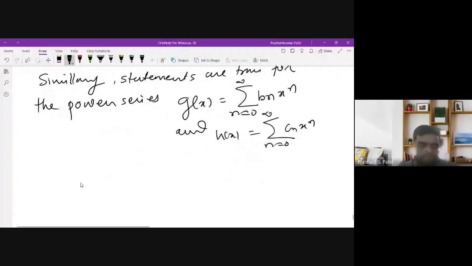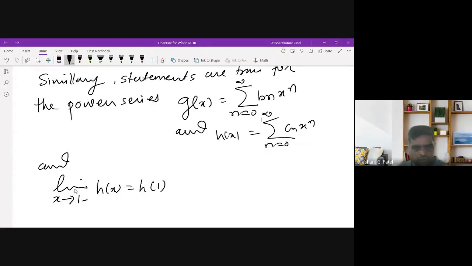And the limit of h(x) as x tends to 1 minus, by Abel's limit theorem, is h(1). h(1) is the summation of c_n, and the limit of g(x) as x tends to 1 minus is g(1), which is the summation of b_n.